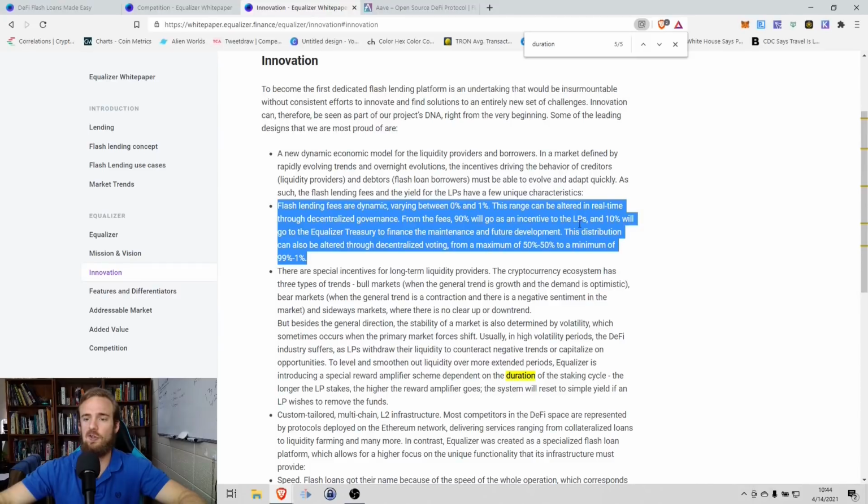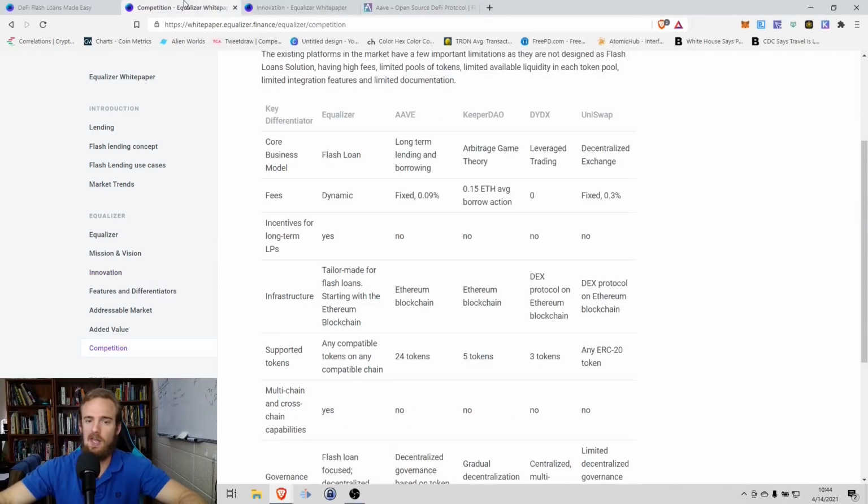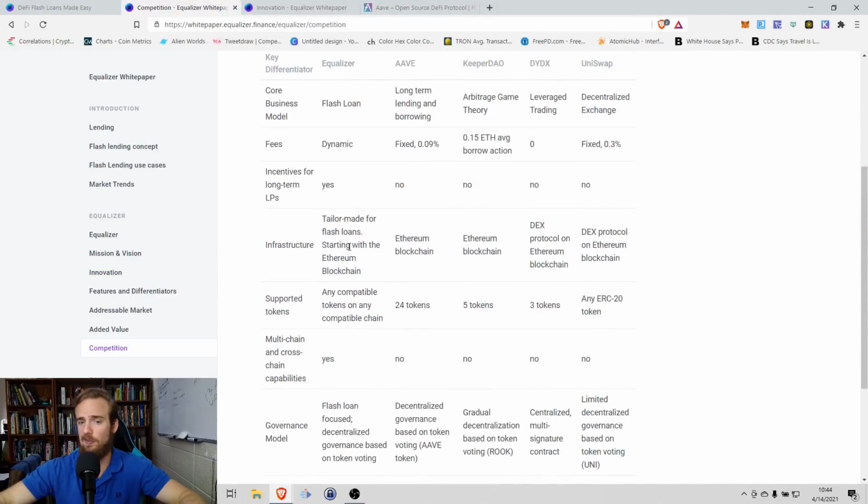90% of these fees go to liquidity providers, and 10% will go to the treasury to finance basically future development. So this distribution can be changed through decentralized voting from a maximum of 50-50 to a minimum of 99-1. So I just did want to zoom in on those two specific features because I think those are two of the key features of the platform where it really differentiates itself from other platforms, both in those dynamic fees as well as those long-term liquidity incentives.